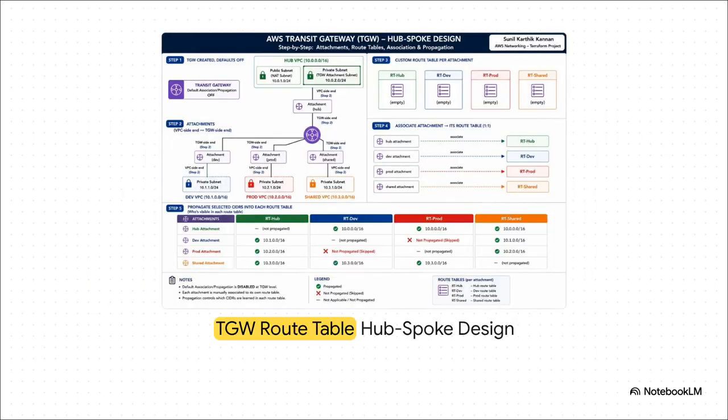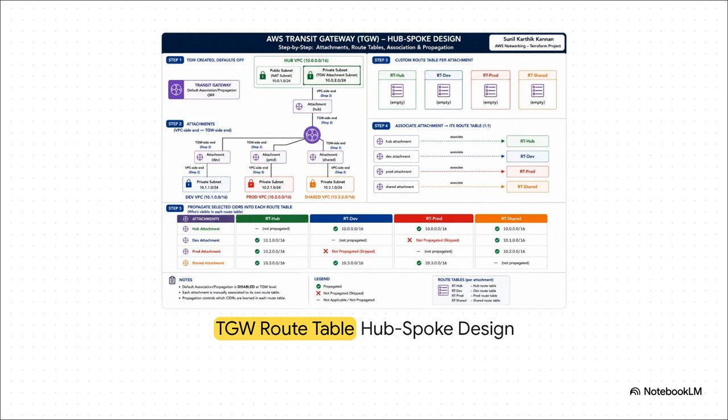This diagram brilliantly illustrates the resulting logic. Look at step 2 here. We have our attachments. In step 3, our custom route tables. In step 4, we explicitly associate one to the other. And in step 5, down at the bottom, you can see the exact propagations we just coded.